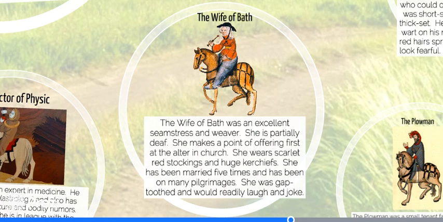She always wants attention, it seems. She wants people to notice her. She will definitely make a big deal about offering money to the church, and it's a big ordeal. She wants people to notice. She wears bright red stockings and, again, those colorful scarves. She's been married 5 times, and she's been on many trips like this, many pilgrimages. And she is gap-toothed and loves to laugh and act like she knows a lot of things.